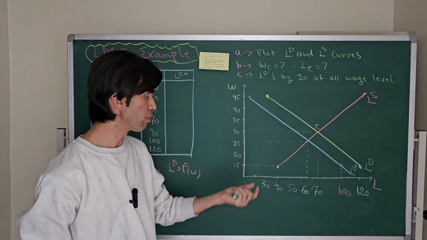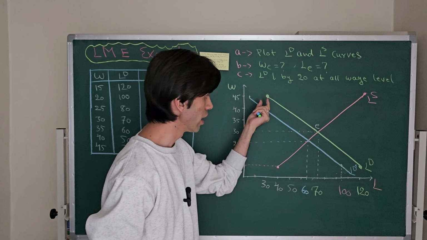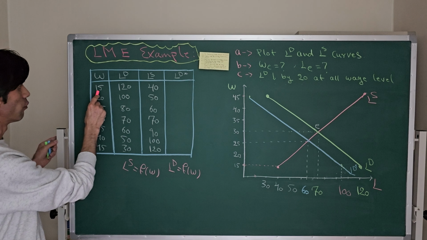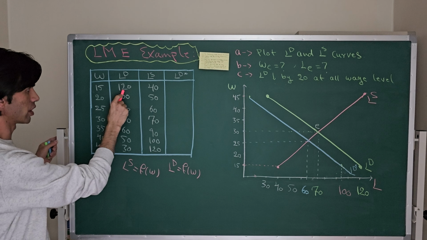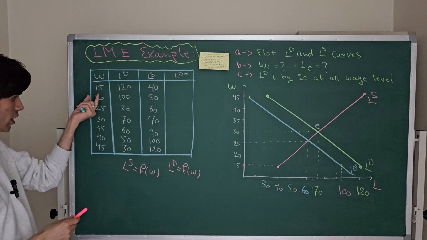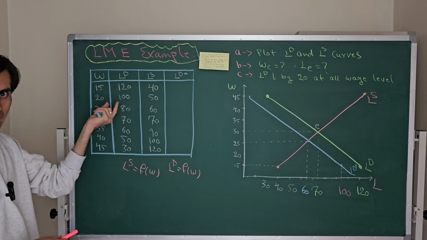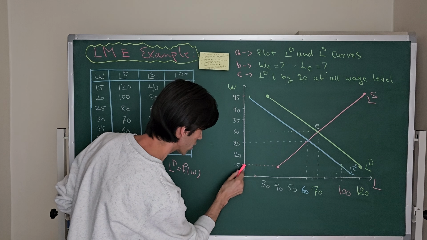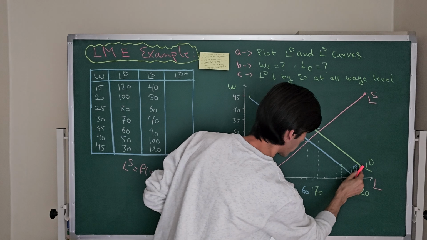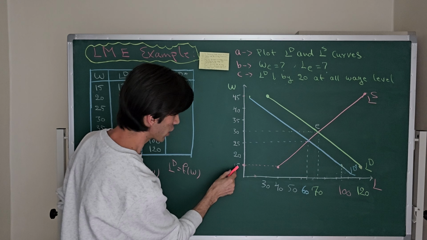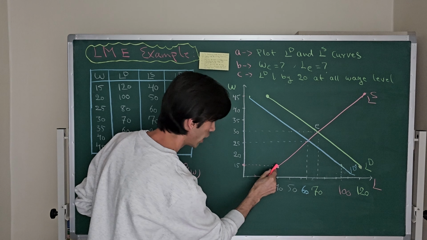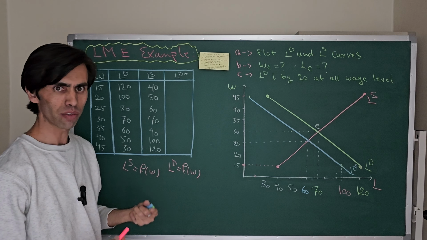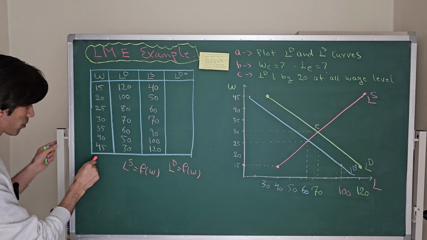When we find two extreme points and connect them, we will have the labor demand curve and labor supply curve. The first extreme point: when the wage rate is 15, labor demand is 120, and labor supply is 40. Let's map this point. When the wage rate is 15, labor demand is 120, but labor supply is 40. So now we have found one point of each curve, one point of labor demand and one point of labor supply. Let's move to another extreme point.